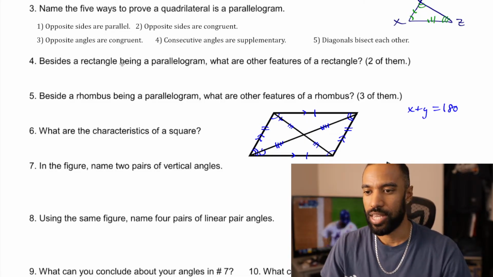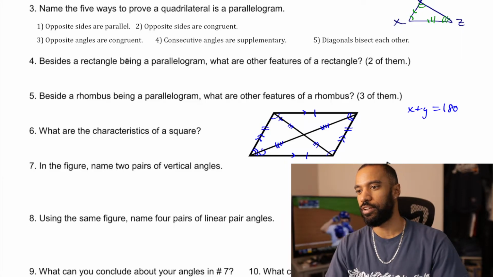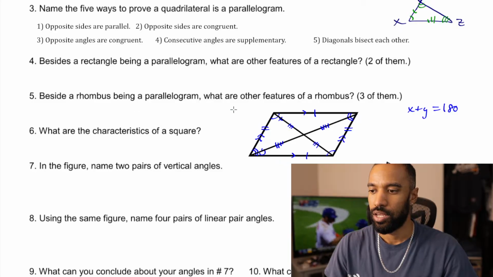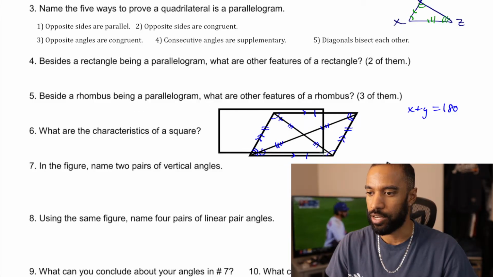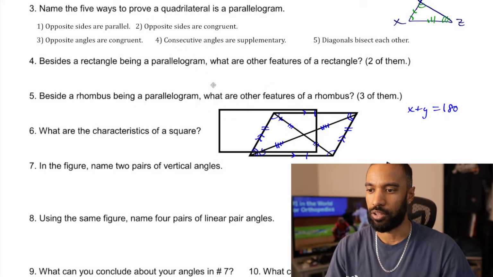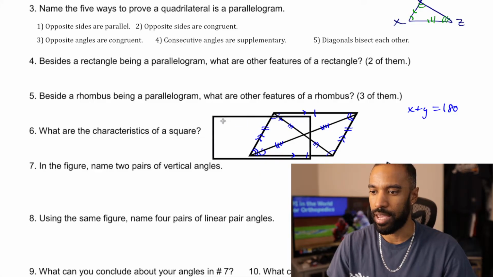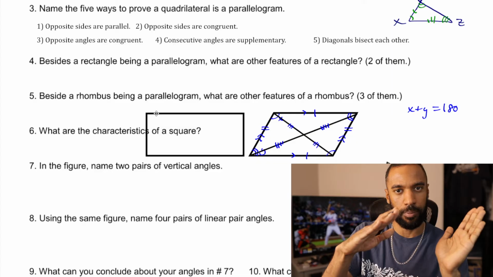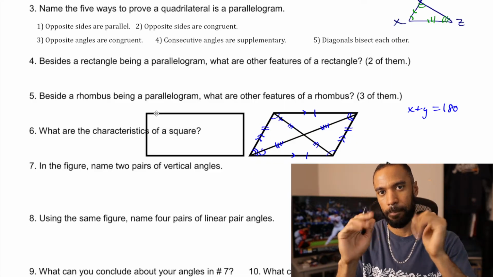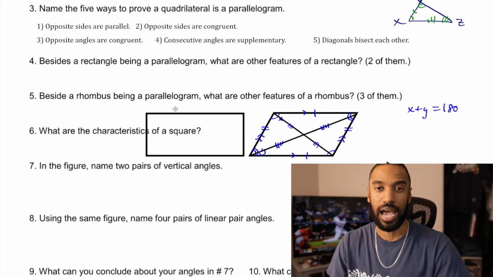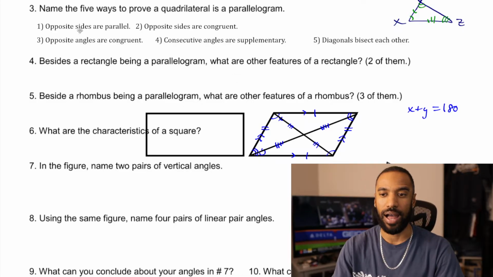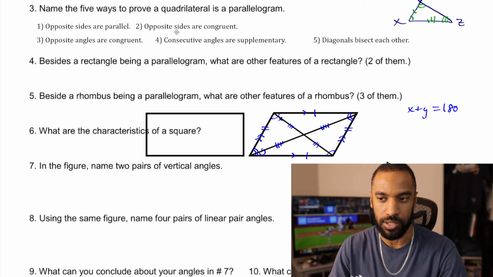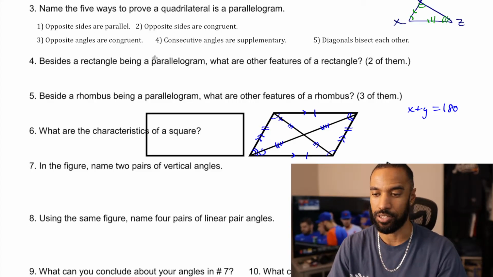Okay, besides a rectangle being a parallelogram, what are other features of a rectangle? Now, the first statement they're making there is, notice this rectangle I'm going to draw right here. A rectangle is a parallelogram. It's just taking a parallelogram and skewing it kind of upright, right? You see this parallelogram right here, and just take the things and like that. A rectangle is a kind of parallelogram, which means a rectangle has all 5 of these properties as a part of what it does. There are just other things that it has on top of it.